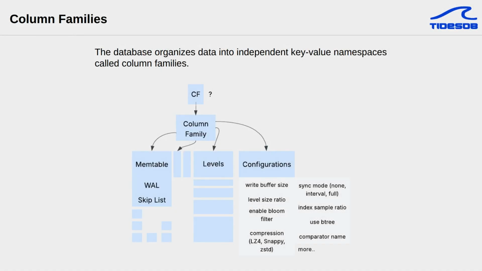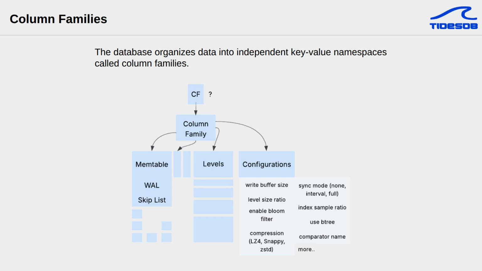So the column families, which I mentioned earlier, are independent namespaces. As stated, each column family can have its own LSM tree. Each column family is separately configurable, right? So you can configure different compression algorithms, buffer sizes, level size ratio, and a lot of different things. Bloom filters, block indexes, stuff like this.